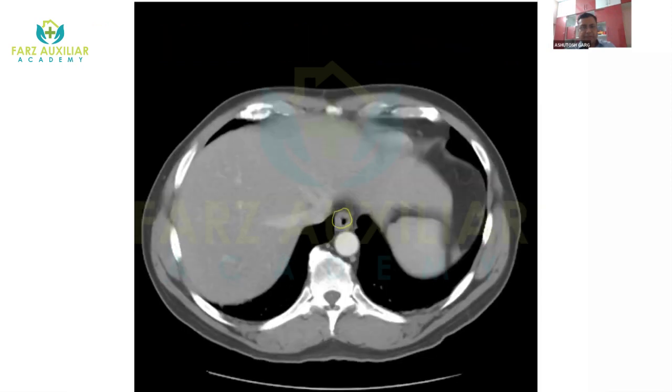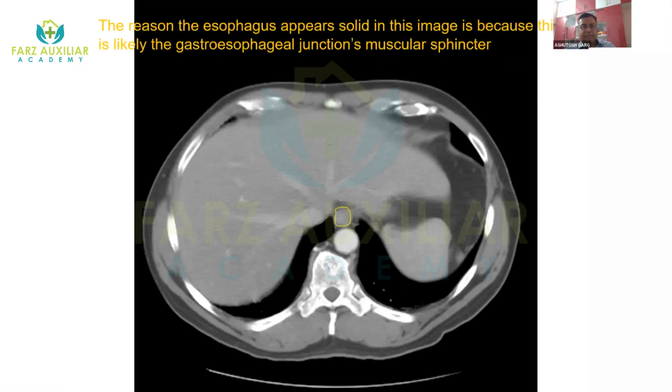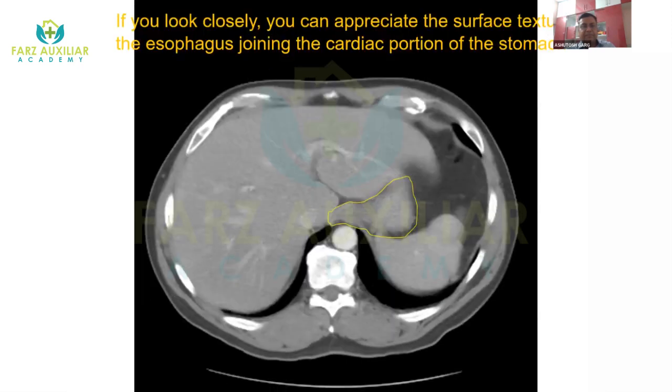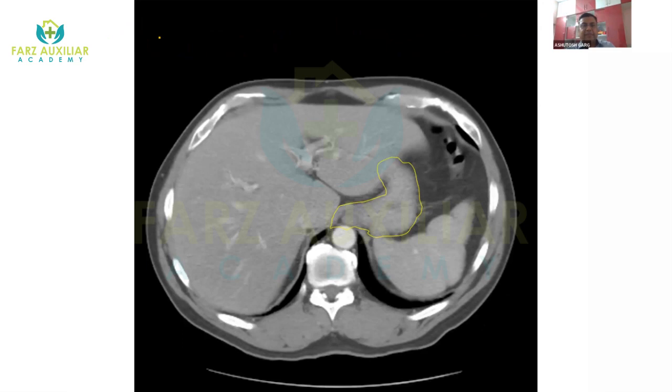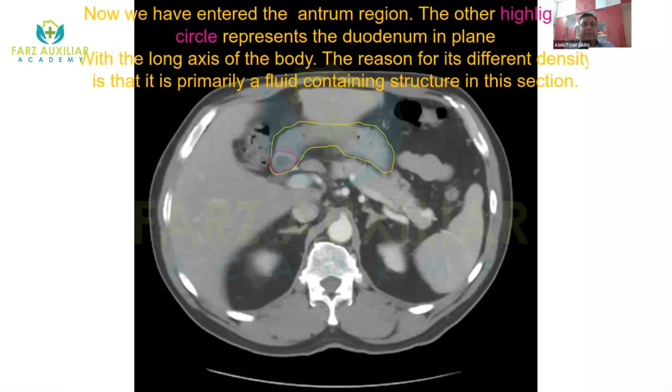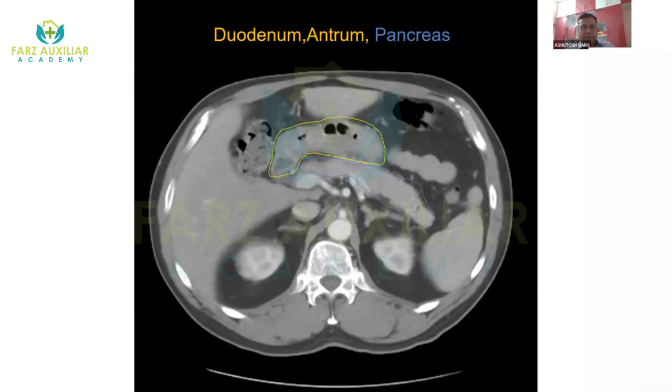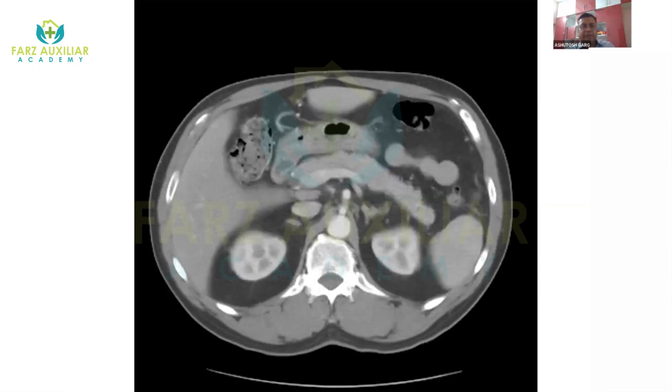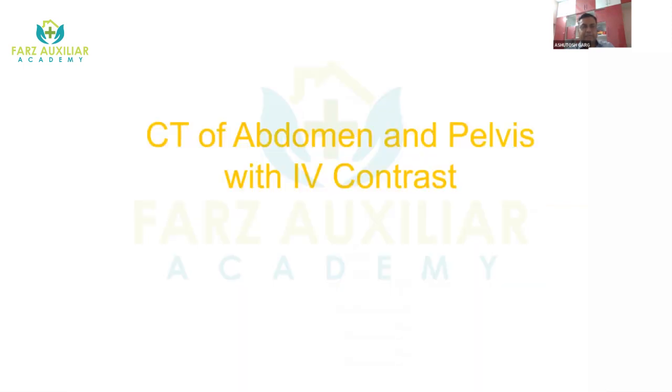Then in the next movie mode, you can see this mixed with the, now the stomach has started. This is the stomach. The highlighted circle is the duodenum in plane with the long axis of the body; the reason for the different density is primarily the fluid-containing structure in this section. The blue one is the pancreas and the yellow one is the duodenum and antrum. Then you can see the duodenum, antrum and the pancreas.